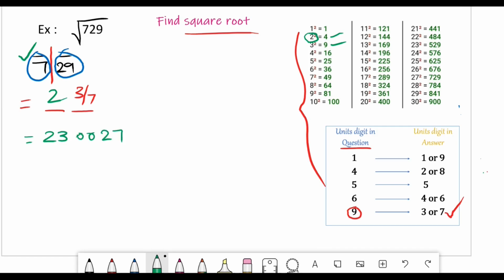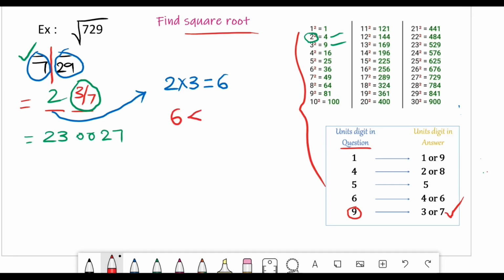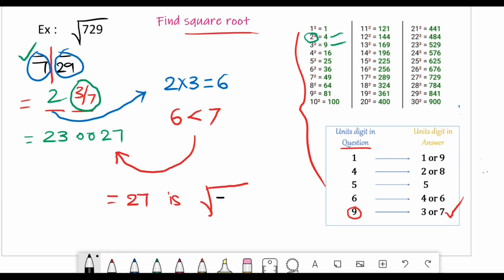Now we have to find the exact unit digit. For this we take the tens digit of the answer and multiply it with its next number, that is 3. We will get the answer 6. Surely the answer 6 is less than the remaining part of the number. Hence we take the bigger number as the square root of the given number, that is 27 is the square root of 729.